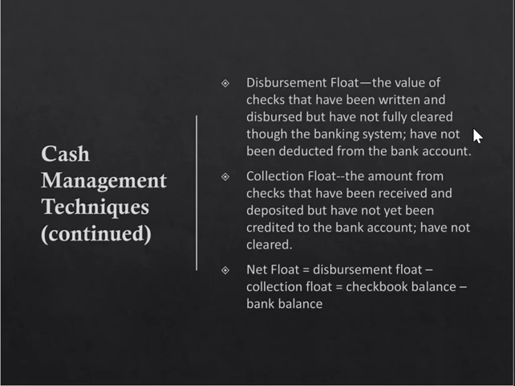You've got disbursement float, which is the value of checks that have been written and dispersed but not cleared through the banking system and not deducted from the bank account. That's what I just talked about. You've got collection float, which is checks that have been received and deposited but haven't been credited to the bank account. And then you've got net float, which is disbursement float minus collection float, which is your checkbook balance minus your bank balance.